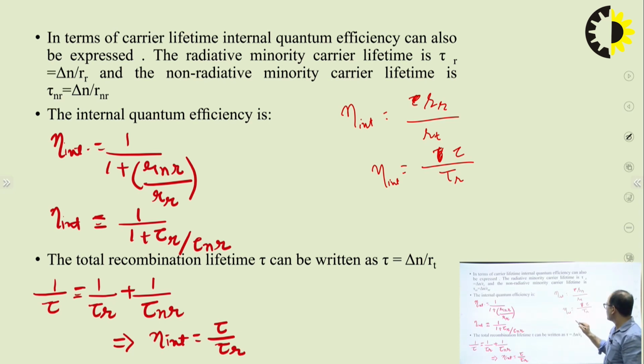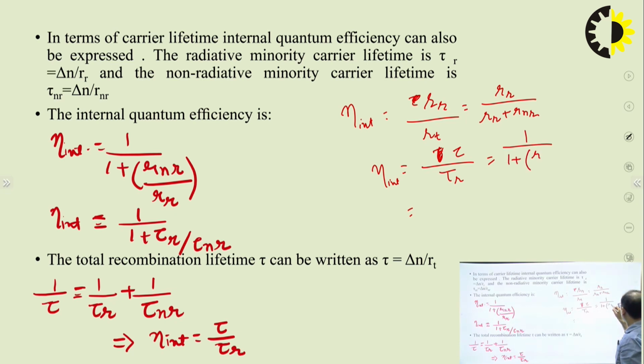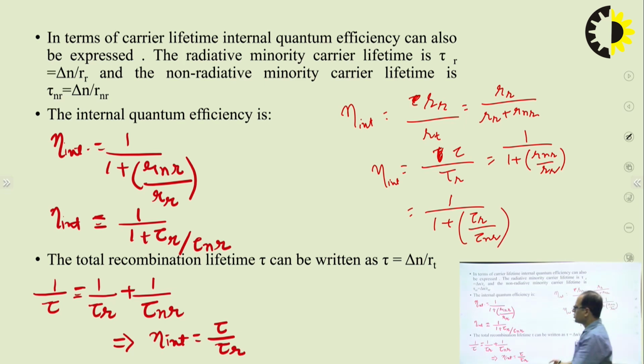So you can see that this can also be written as RR upon RR plus RNR. If I divide by RR on both sides, it becomes 1 upon 1 plus RNR upon RR, and this can also be written as 1 upon 1 plus tau R divided by tau NR. Clear? So the internal quantum efficiency can also be written as 1 upon 1 plus tau R upon tau NR.